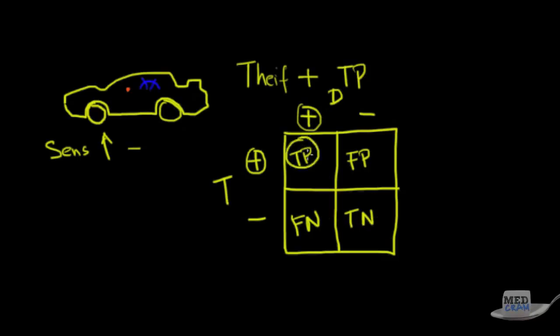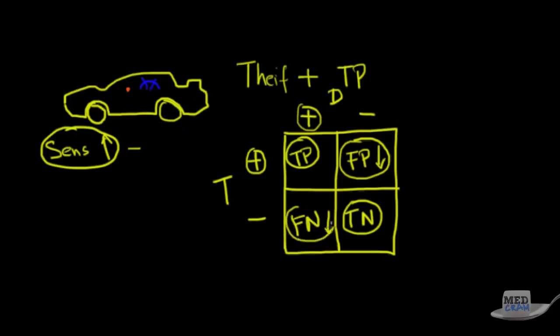So we like true positives, we like true negatives. We want to minimize the false results as much as possible. And you can see how that would happen depending on how you set the sensitivity of your car alarm. If you set the sensitivity of the car alarm very high, you would start to have a lot of these false positives, but the chances of having false negatives would go down.